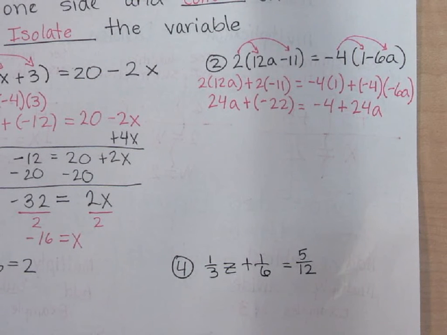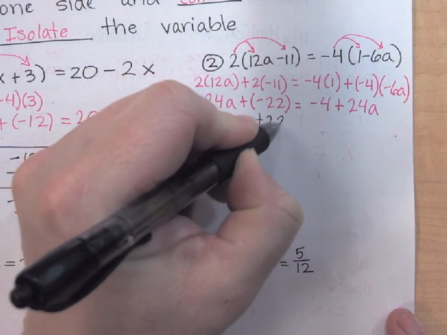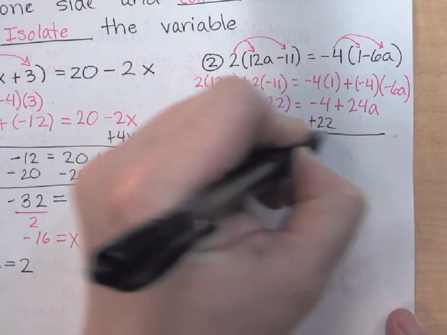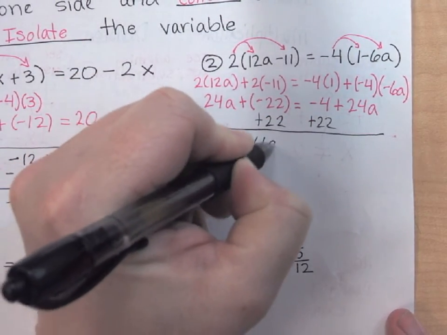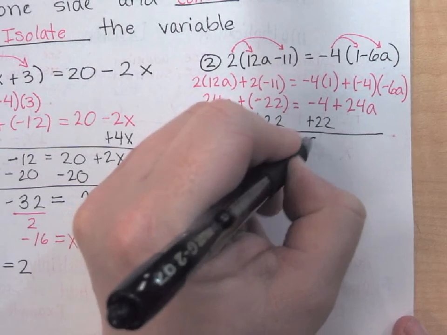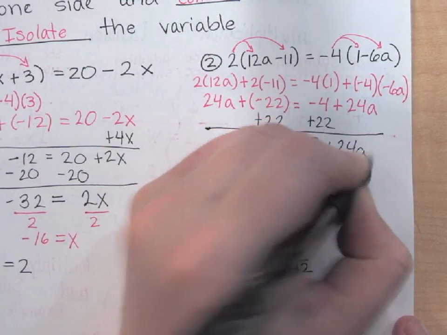Okay. All right. What do we see? What are we going to do? Josue, what do you think? What should we do? Well, we could either get rid of the 24a or the negative 22. So we could do plus 22 on the left side and plus 22 on the right side. Okay, so we can add 22. So then we get 24a is equal to 18 plus 24a.